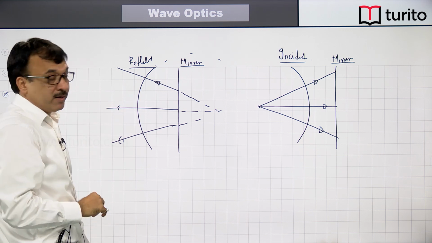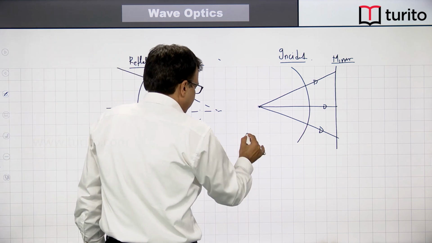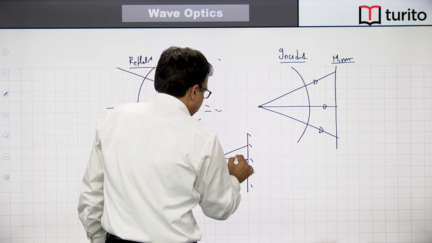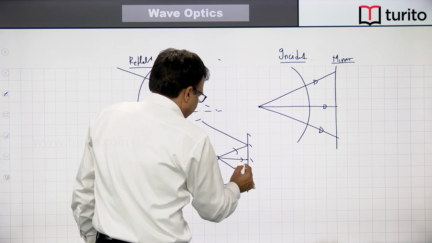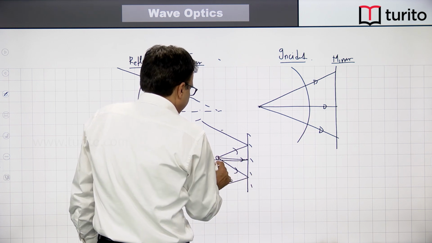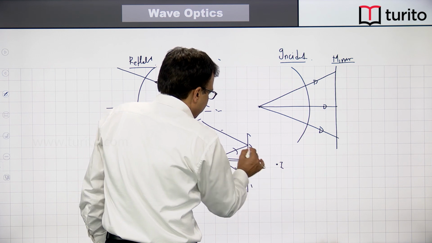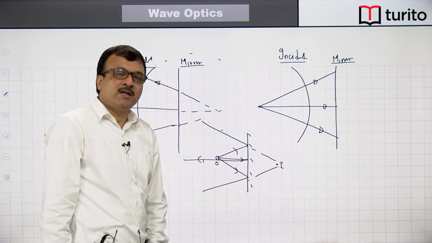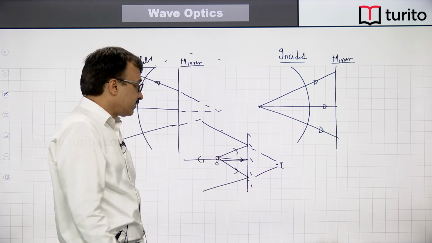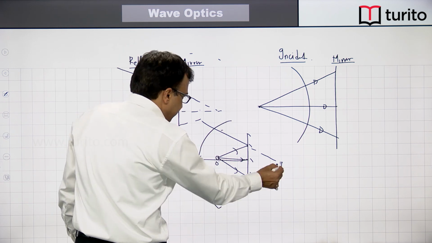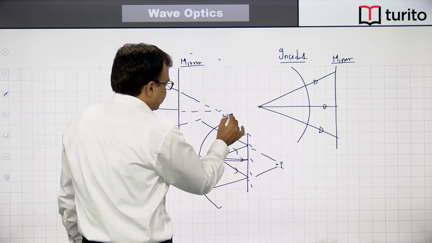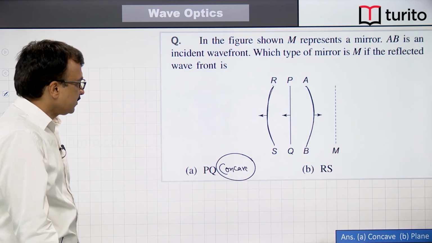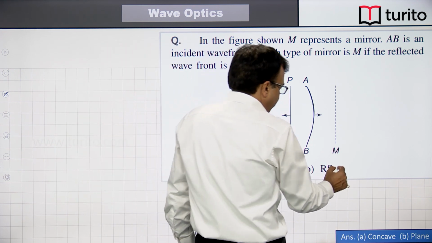This mirror is the plane mirror, because in case of a plane mirror it happens only if this is the object, rays are coming like this, then after reflection these rays will go in this way. Then the image will be formed at this position, and this image point, the virtual image point, will behave like a center of curvature. So, if this is the center of curvature of the wavefront, then this is the shape of the wavefront. Okay. So, the answer of this part is plane mirror.